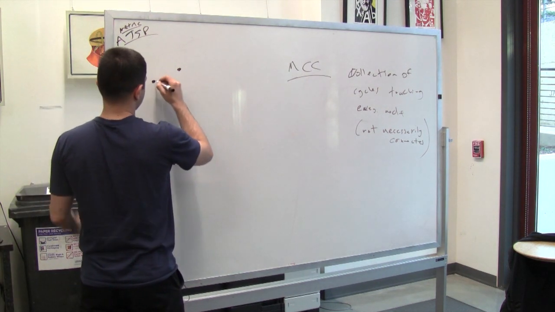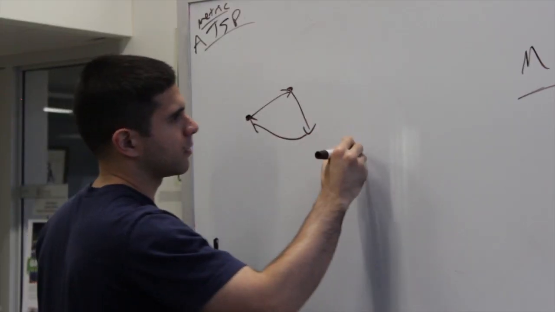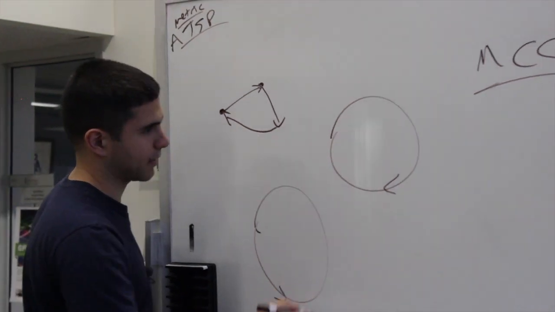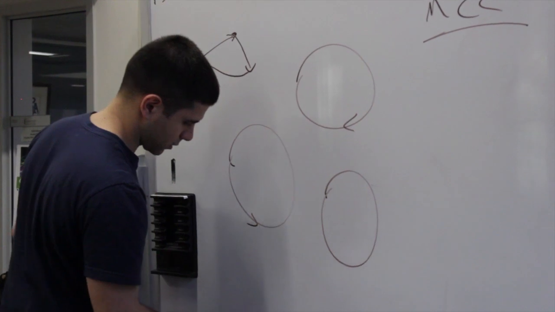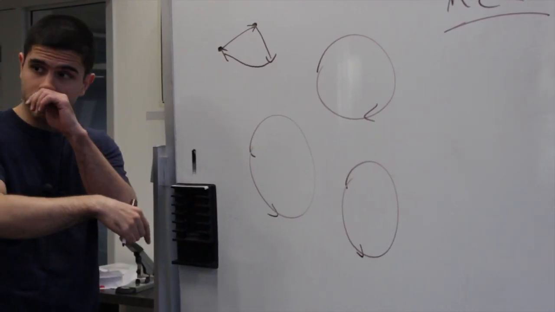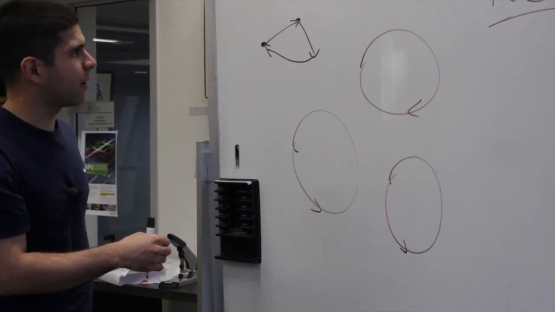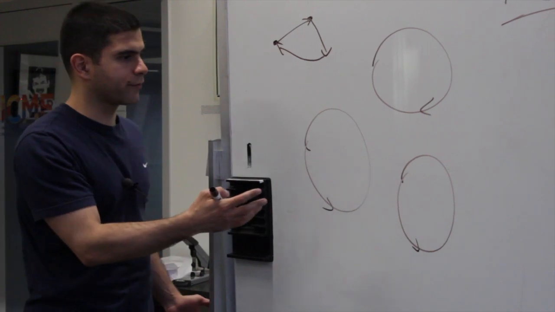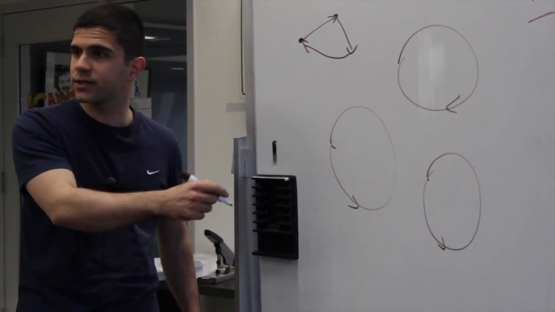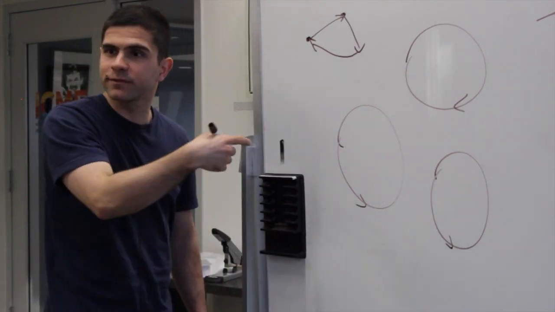So let's say the minimum cycle cover looks something like this. It's just a bunch of disjoint cycles, and each cycle goes around in a particular direction because this is directed. Now, this is no good for us. It's cheaper than opt, but it's not connected, so we can't return it as a feasible solution. What do we do? We're going to call MCC recursively.